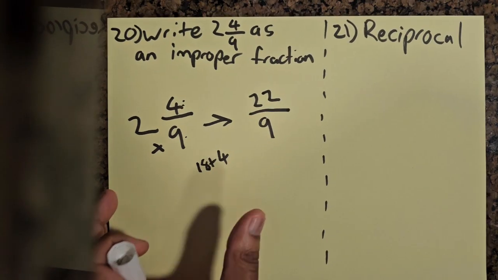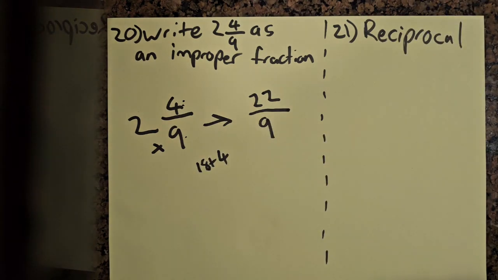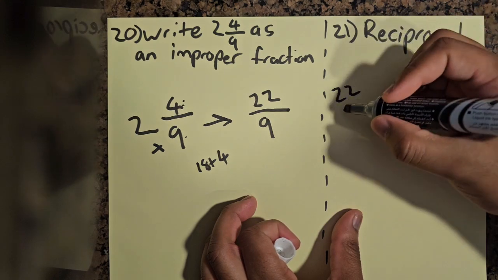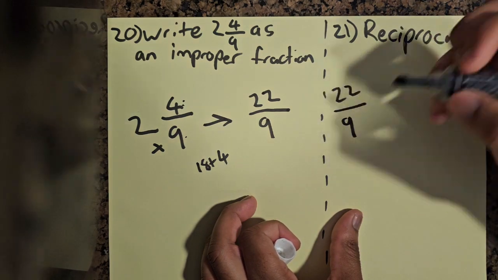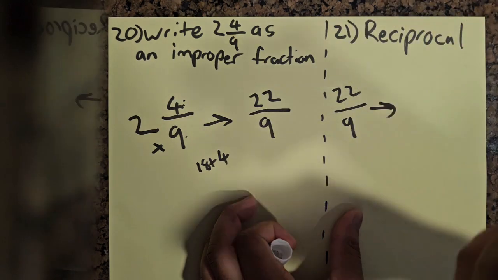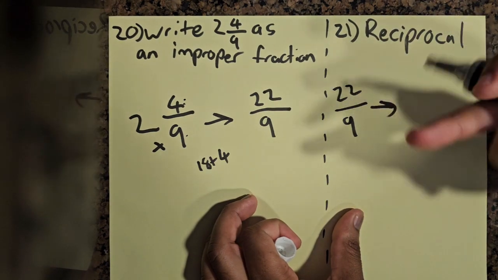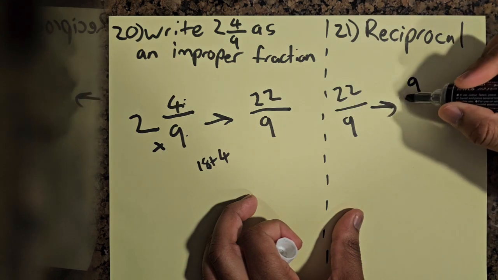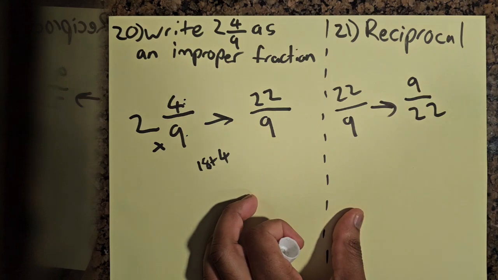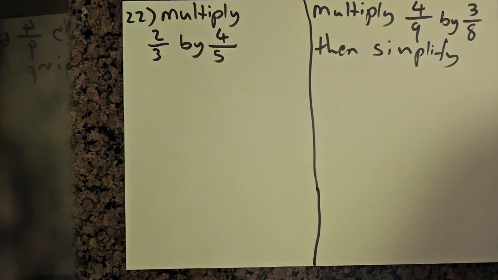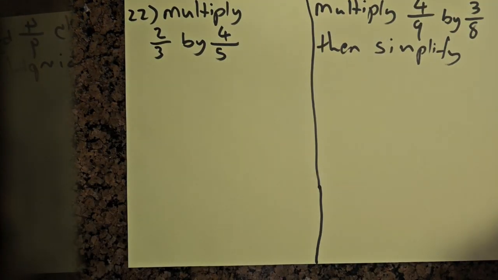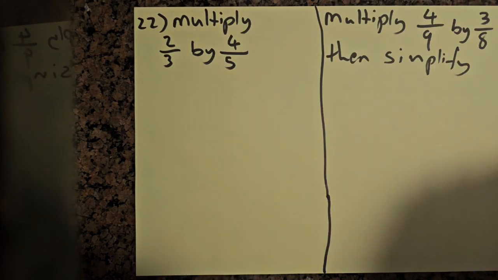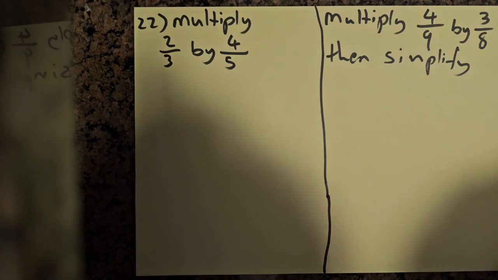Now, the next question says, what is the reciprocal of your answer for question 20? So if the answer was 22 over 9, then the reciprocal, we said in the previous section, means we're just going to flip this over. So the reciprocal of 22 over 9 is 9 over 22. Okay, so for question 22 and 23, my apologies, I didn't write the number over here, but this is 22, this is 23. We're working with multiplying fractions, okay?